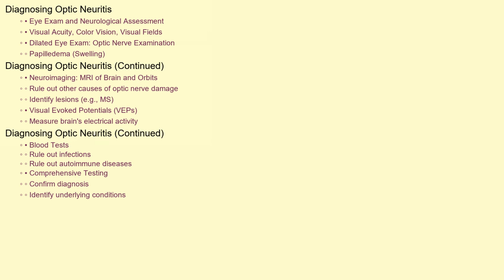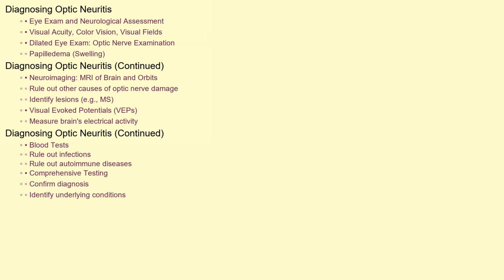Diagnosing optic neuritis involves a thorough eye exam and neurological assessment. First, an eye doctor will evaluate your visual acuity, color vision, and visual fields. A dilated eye exam allows the doctor to view the optic nerve directly to look for signs of inflammation or swelling, known as papilledema. Neuroimaging studies, such as MRI scans of the brain and orbits, are crucial to identify lesions suggestive of MS and rule out other causes of optic nerve damage.